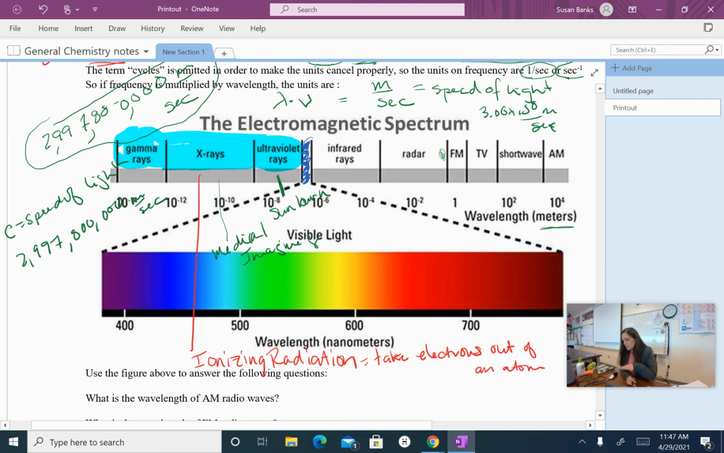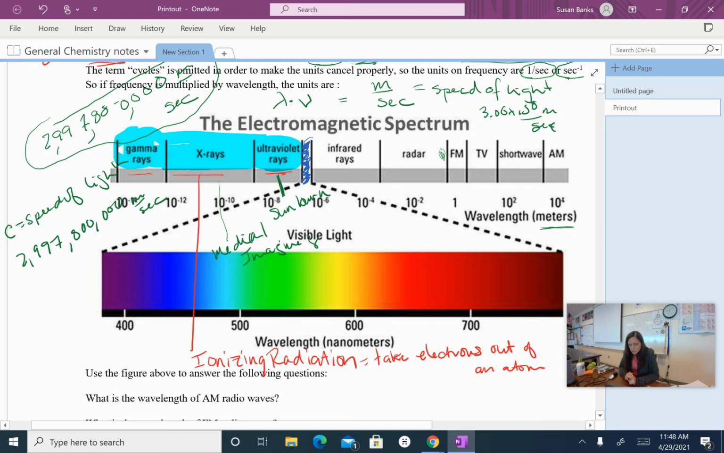And if those electrons are knocked out of their orbits in an atom, it creates an ion, and that ion can create mutations. And if that mutation is in the right spot of your cell, the right gene on your DNA, it could cause cancer. So all of these gamma, X-rays, and ultraviolet rays are enough energy to knock that electron out of orbit and create an ion. And if that ion's in the wrong spot, it can mess with your genes.